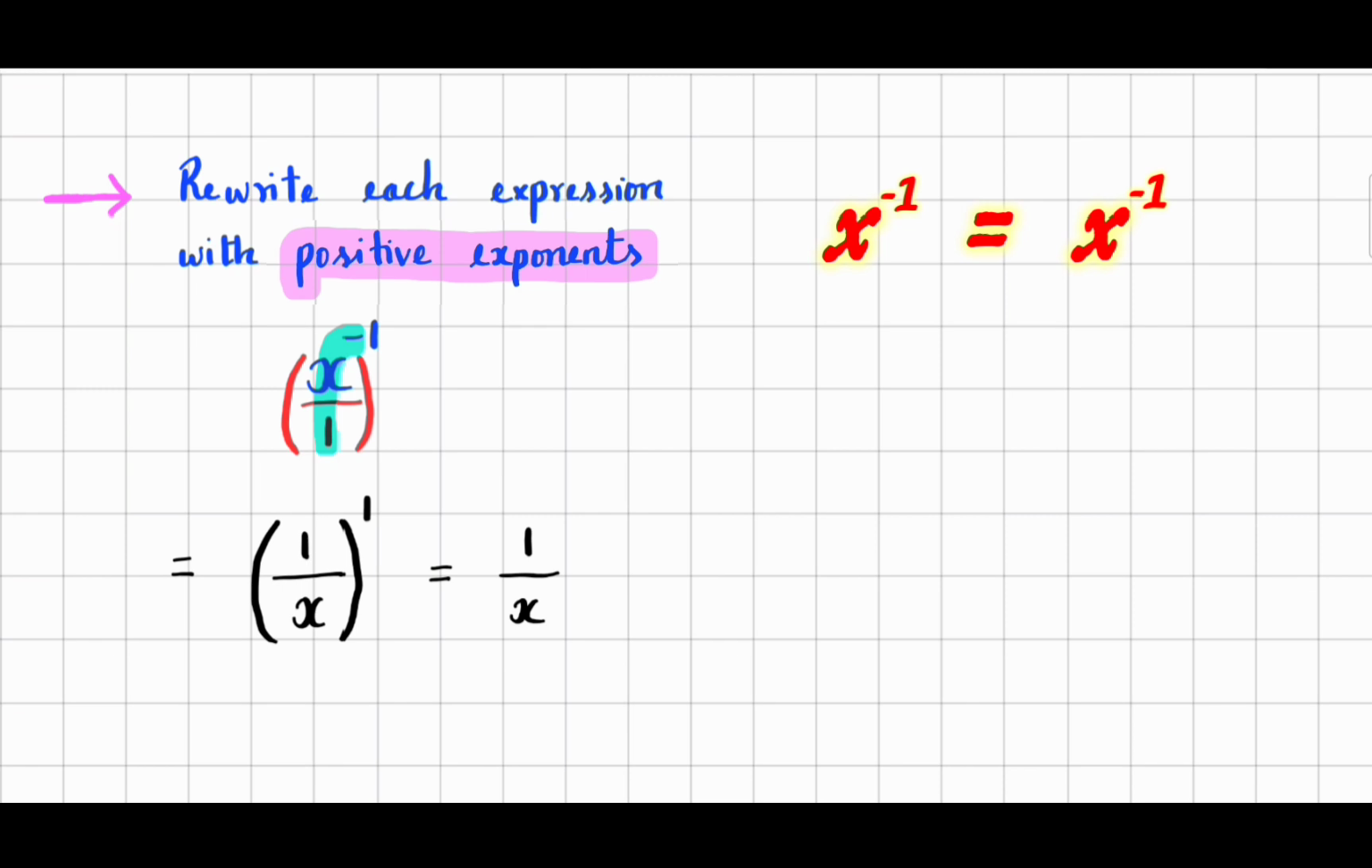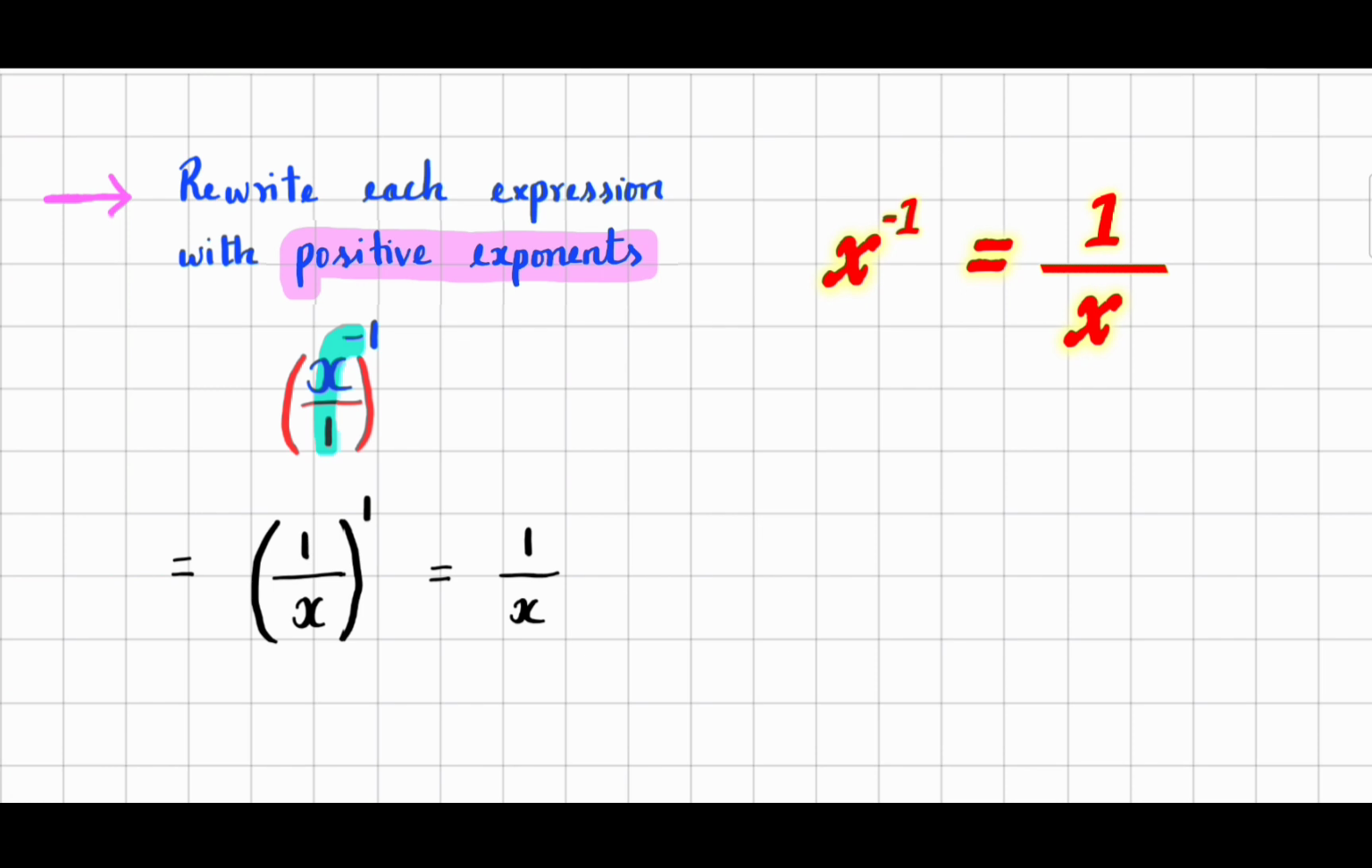And we can also think like this. If you bring a term from the numerator to the denominator or vice versa, then the sign of the exponent will only change. Like if the exponent is positive, then it becomes negative. If the exponent is negative, then it becomes positive.